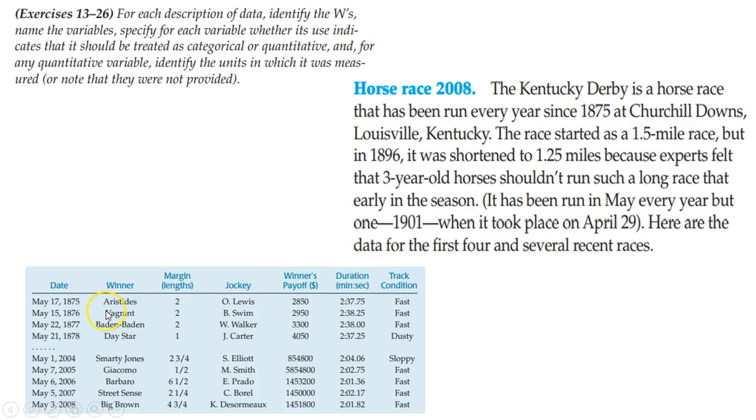So here's all the data that we have from those races. I have the dates, I have the winners, I have the margin lengths, how much they won by, who was the jockey, the winner, how much they made when they paid out, the duration of their win, and the track condition, how was it. So they got that all there.